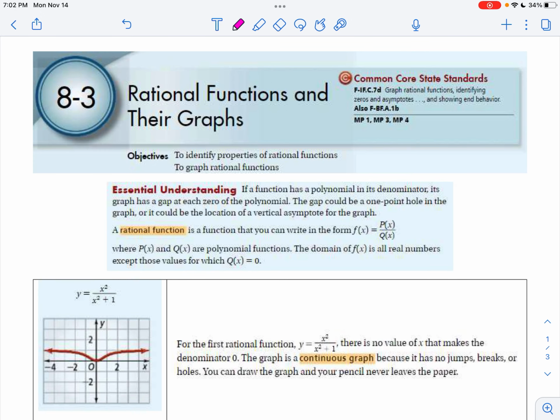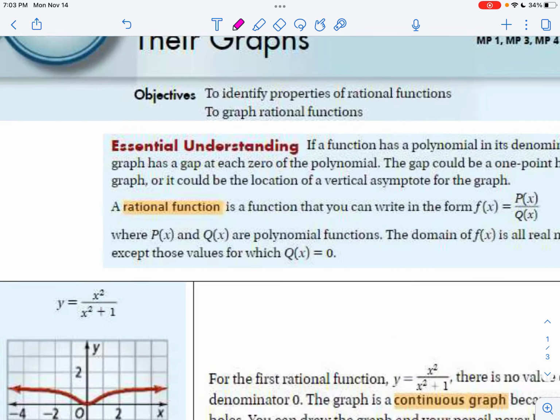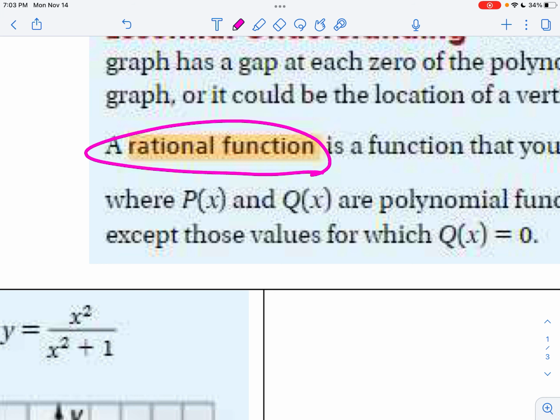All right, everybody, as we continue our study in that's the dog, chapter 8, section 3, we're going to talk about rational functions and their graphs. Now, our goal is to talk about properties of rational functions, but before we talk about their properties, we better define what is a rational function.